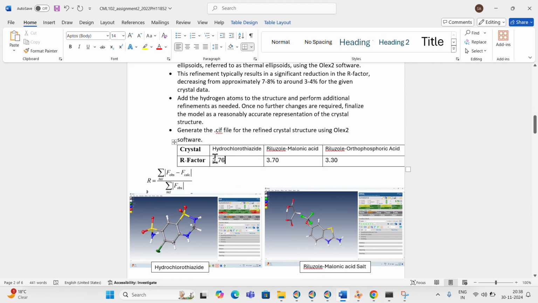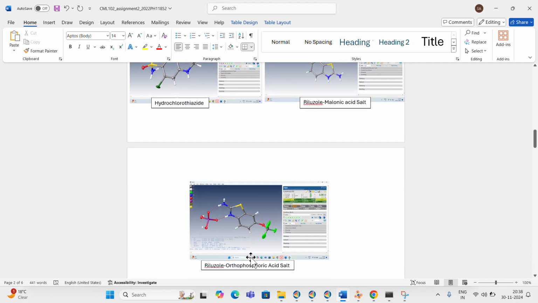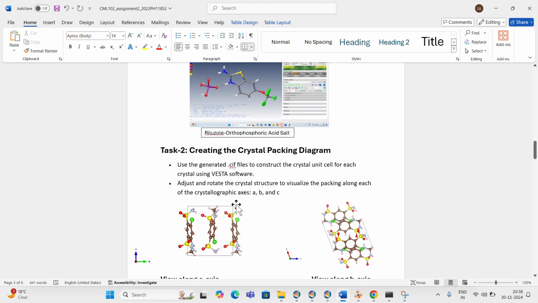For our cases, firstly, the R factor was coming out as 3.76 for hydrochlorothiazide, and for riluzole malonic it was 3.7, and for the third one it was 3.3. And these are the three structures, one of which I have made in this video.